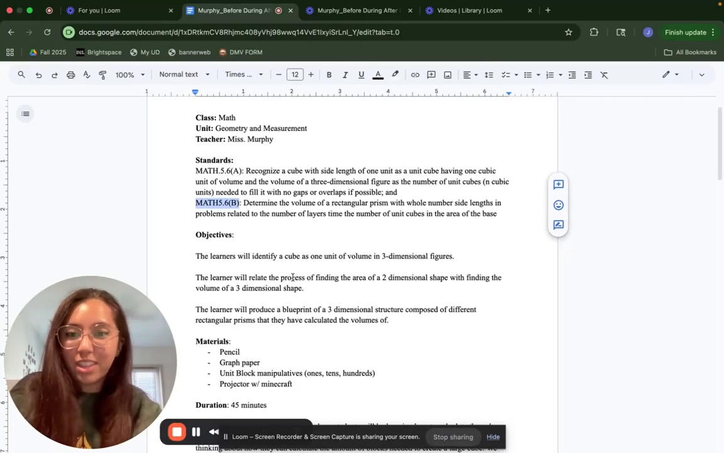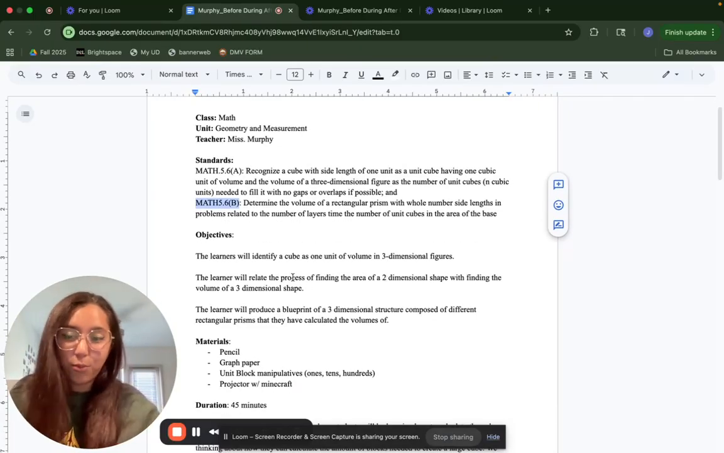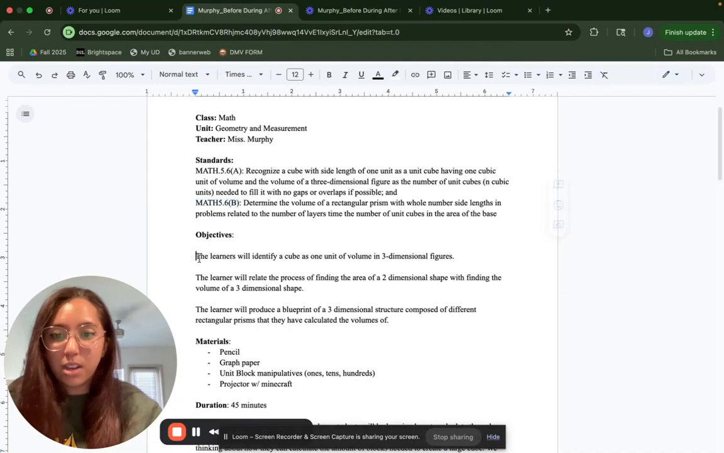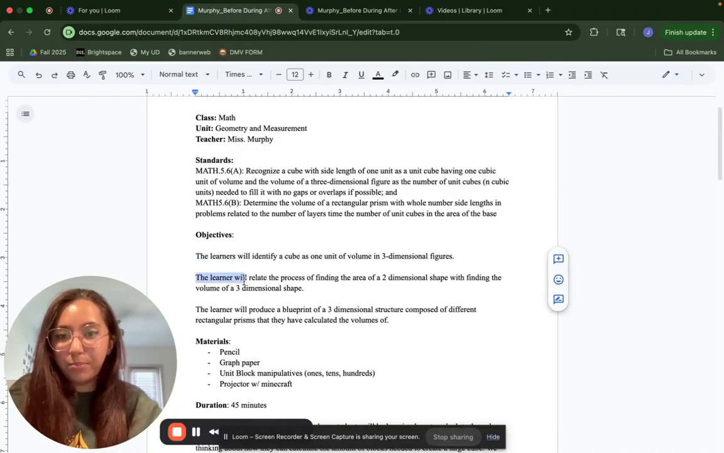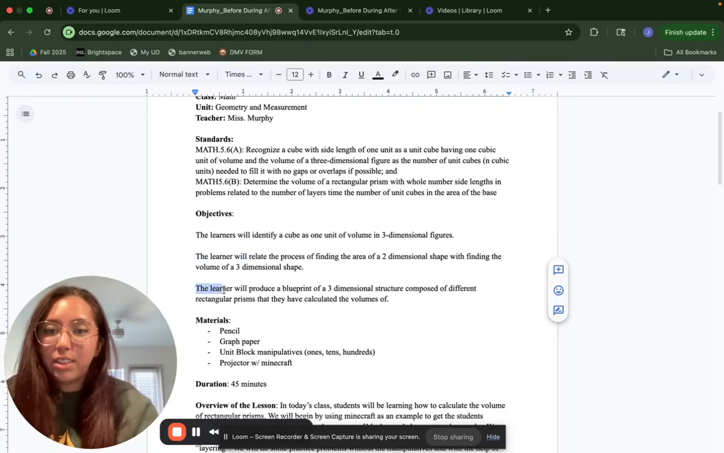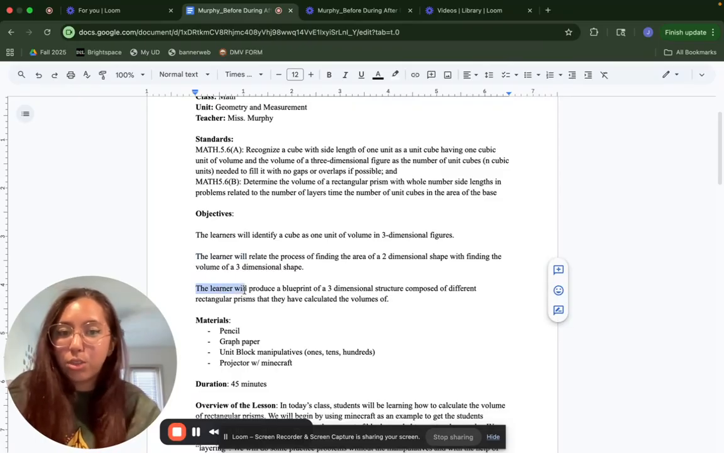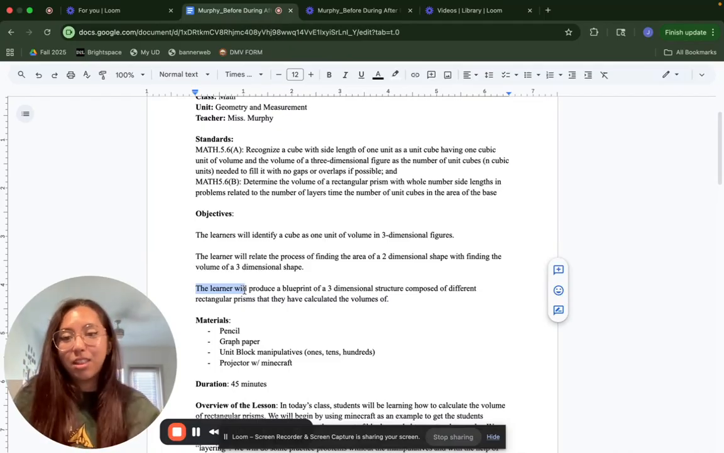So to simplify that a little bit, we have three objectives for the lesson, which is one, the learners will identify a cube as 1 unit of volume in three-dimensional figures. The learner will relate the process of finding the area of a two-dimensional shape with finding the volume of a three-dimensional shape. And finally, the learner will produce a blueprint of a three-dimensional structure composed of different rectangular prisms that they have calculated the volumes of.